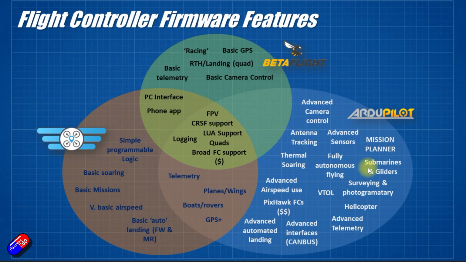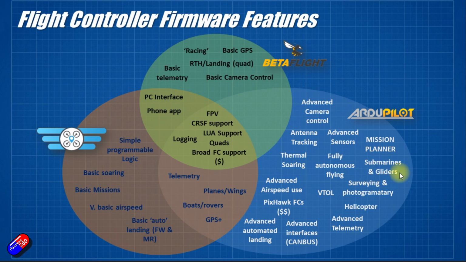Lots of pilots use it for surveying and for photogrammetry. You can create 3D images of stuff because you can geotag. ArduPilot also supports things like RTK GPS, that I'm going to do a video on soon. Also supports, as well as quads, planes and wings, boats and rovers. Also supports submarines and gliders as well.